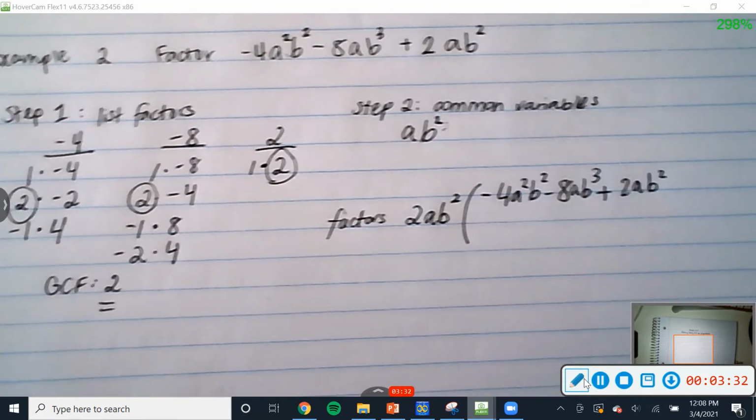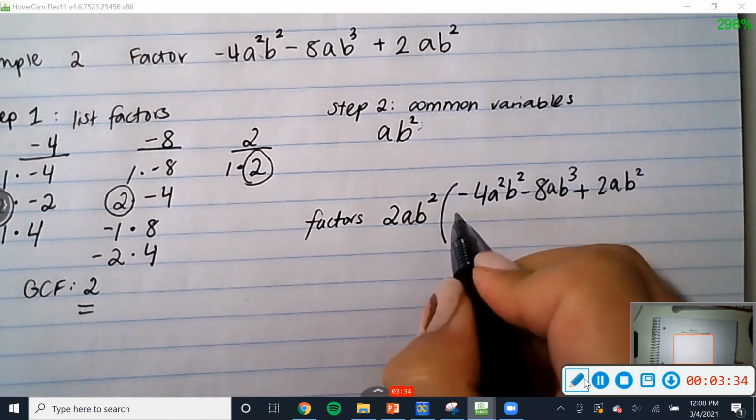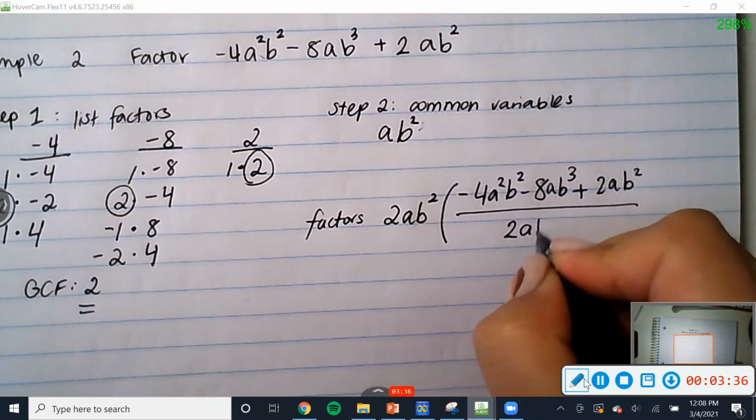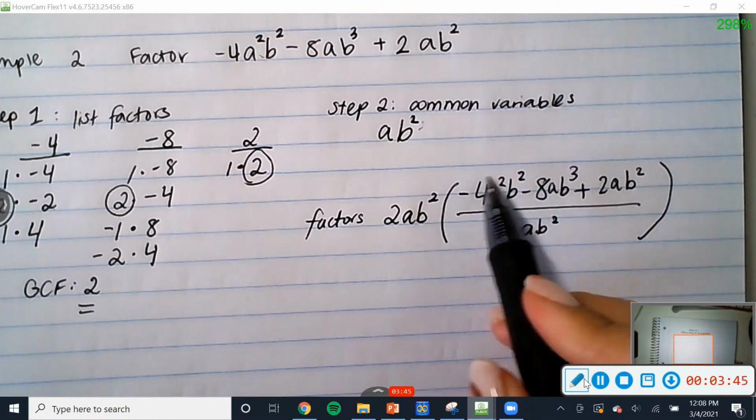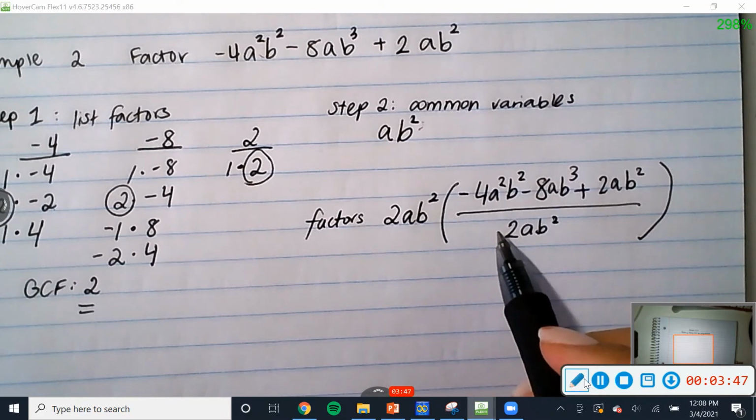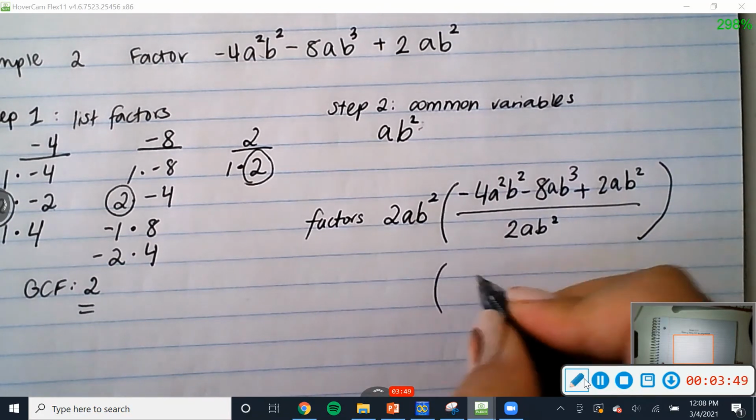And then divide it by my factors. So divide this by 2ab to the second power. And then remember, when I divide it, first thing I do is just go 1 by 1. So this first term, negative 4 divided by 2, is going to be negative 2.